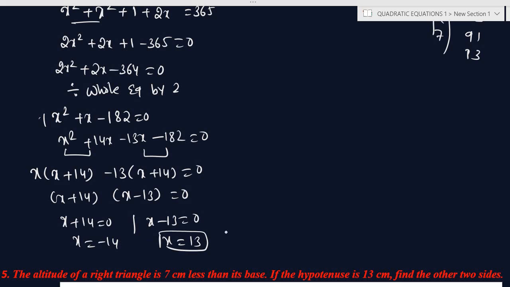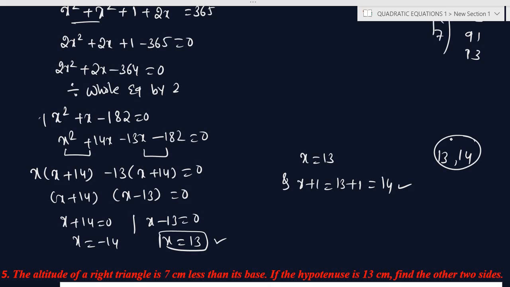Here he is asking for positive integers. Therefore x is equal to 13 is the one number, and x plus 1, that is 13 plus 1, is equal to 14, is the other number. Therefore the two consecutive numbers are 13 and 14. This is the answer for the question.